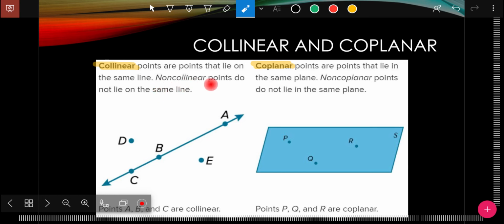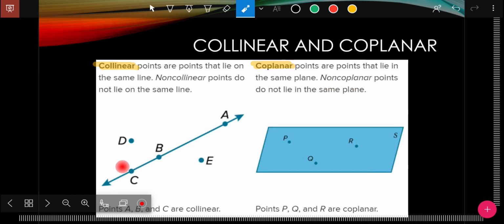The book will talk about non-collinear and non-coplanar in this section too, but that's not as important from a long-term vocabulary standpoint, and hopefully it's obvious to you that non here means not. So if it's non-collinear, it's just not collinear. If it's non-coplanar, it's just not coplanar.